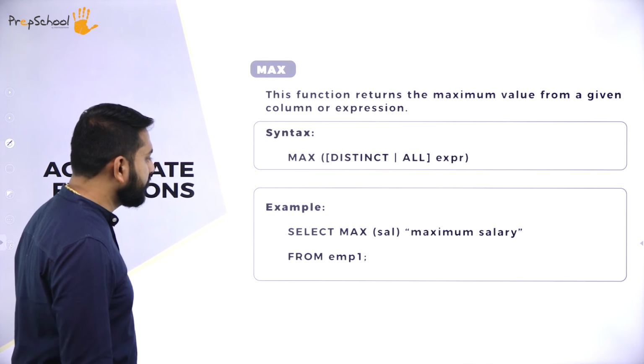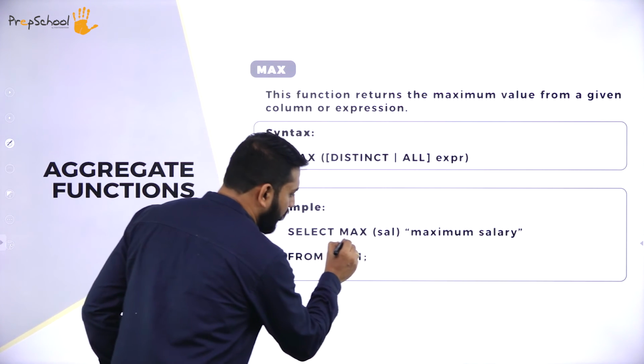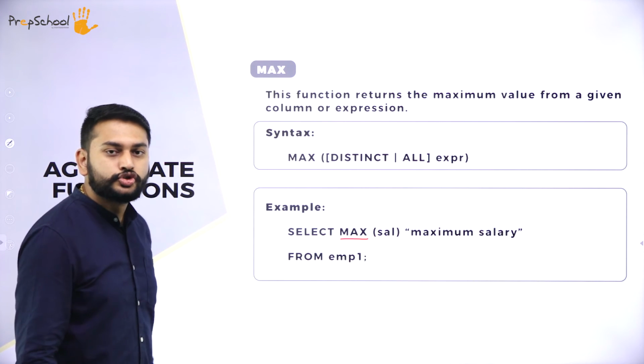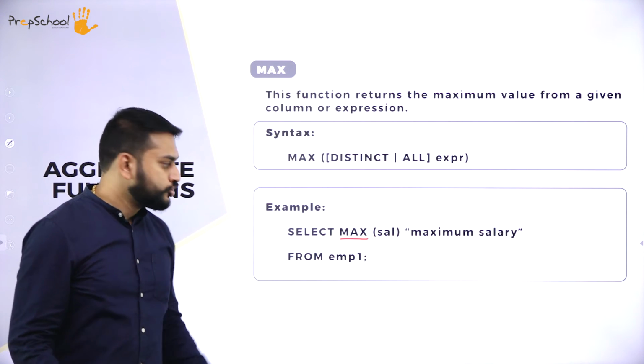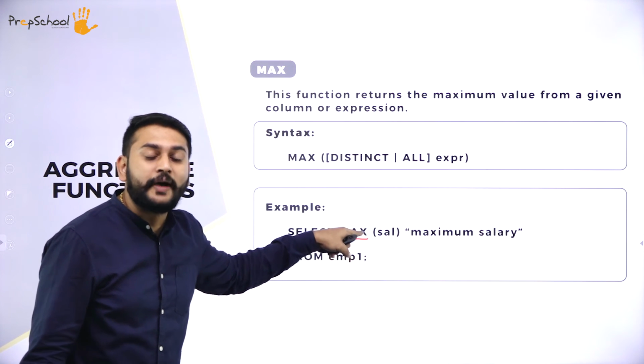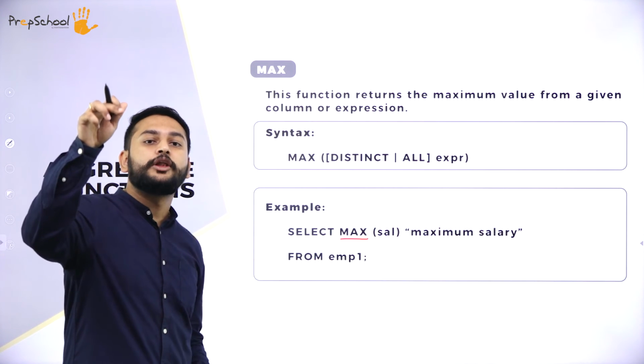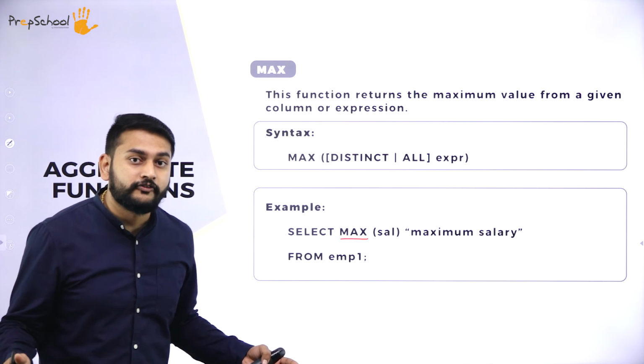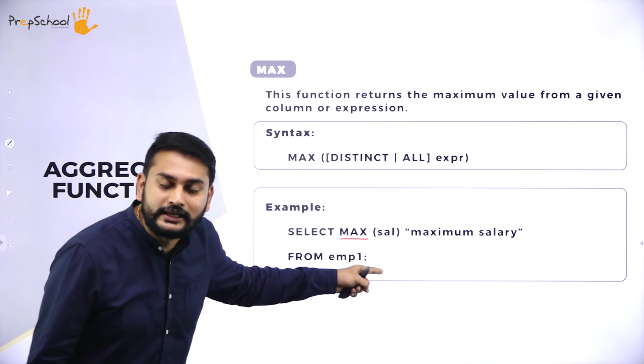Moving on to the next function. You can guess what exactly I will get. I have the salary column, and I'm passing the entire salary column inside this MAX function. This MAX function will give me the maximum value in that column. That's the result you will get in this query.